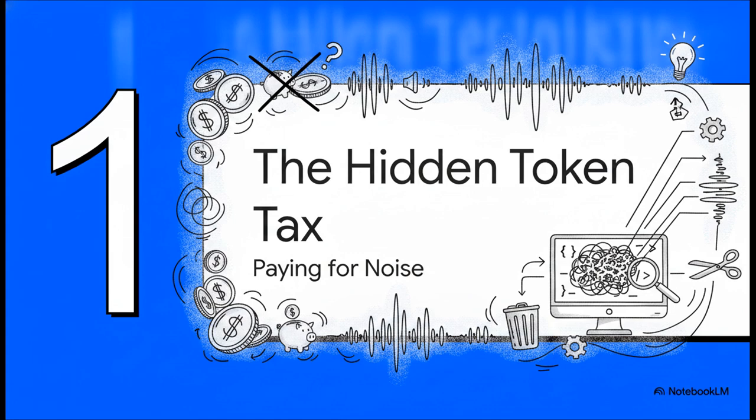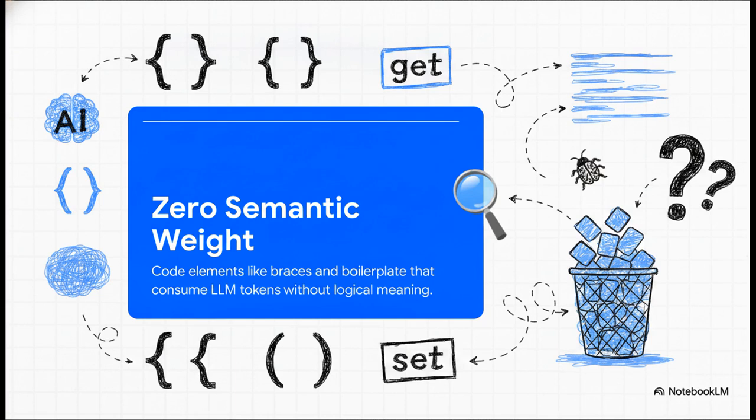Section 1. The hidden token tax. Paying for noise. Now, developers are usually incredibly meticulous about trimming their system prompts, right? They remove extra words, they tighten up their instructions, they cut out all the fluff. But ironically, they almost always completely ignore the hidden token tax lurking right there in the actual code they're pasting into the prompt.